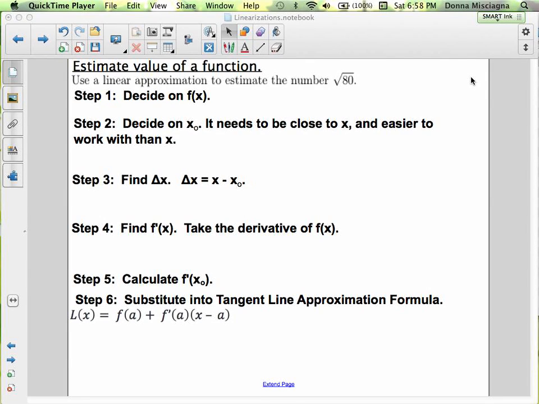Welcome. Our first use for a linear approximation is going to be to estimate the value of a function. So we want to use a linear approximation to estimate the number square root of 80. Here we have all of our steps. This is in your notes.